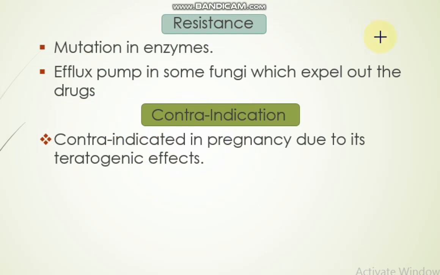Next topic is resistance to fluconazole. How is resistance developed? Resistance develops due to mutation in the enzyme to which fluconazole binds. When there is mutation in this enzyme, it leads to resistance. The second is the efflux pump. In some fungi there is a pump known as the efflux pump, which expels the drug out of the fungal cell, leading to resistance to fluconazole.